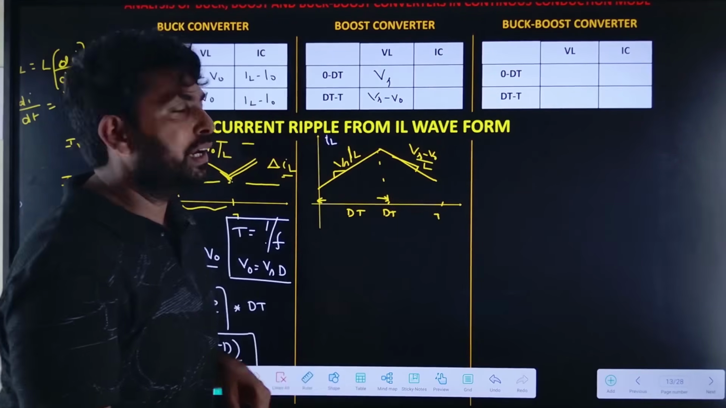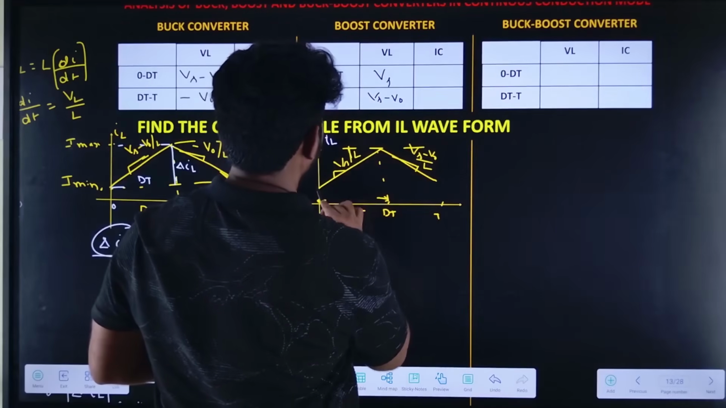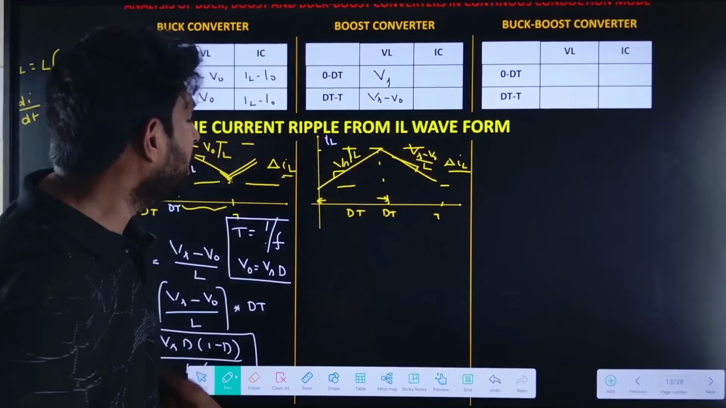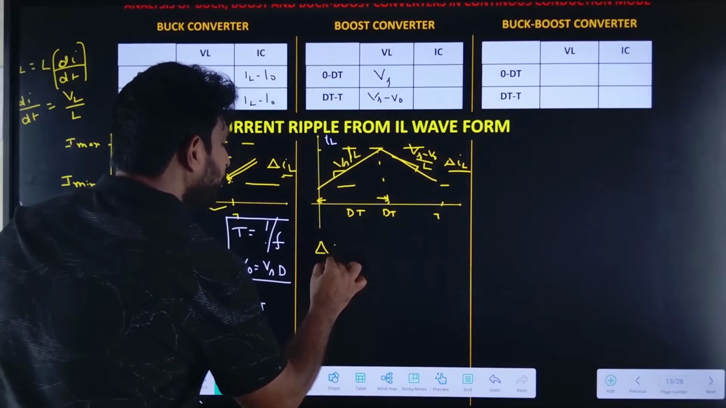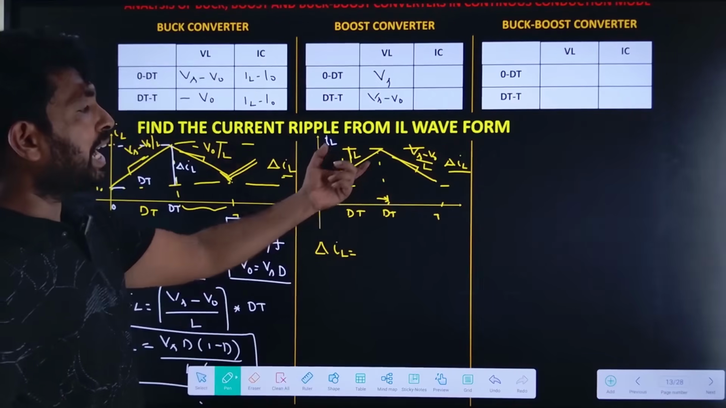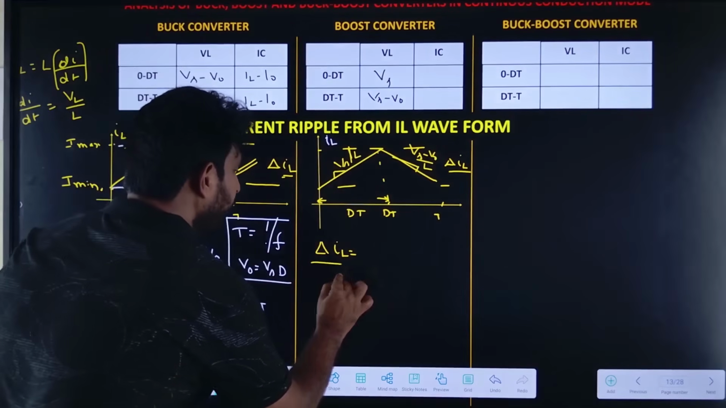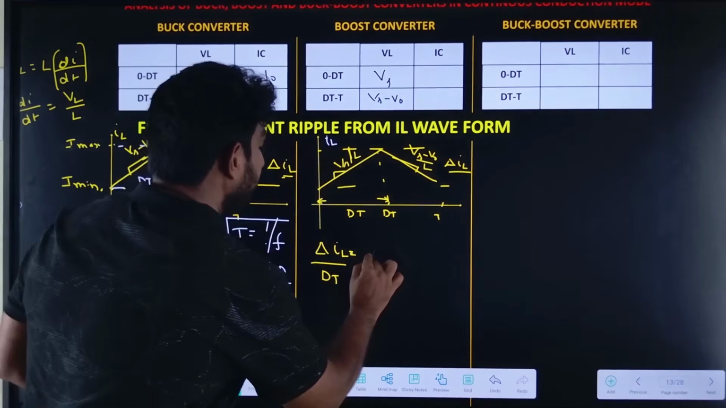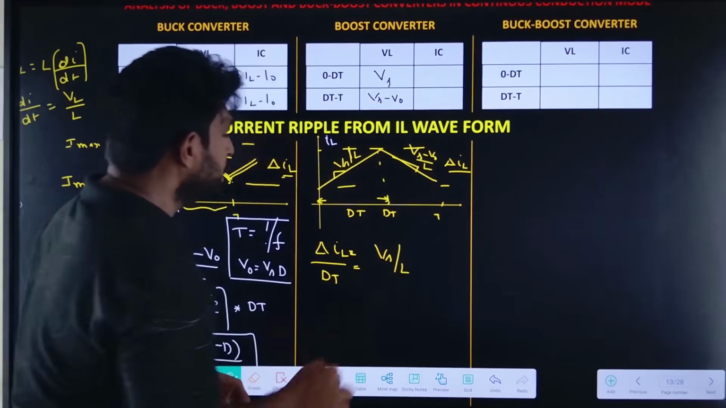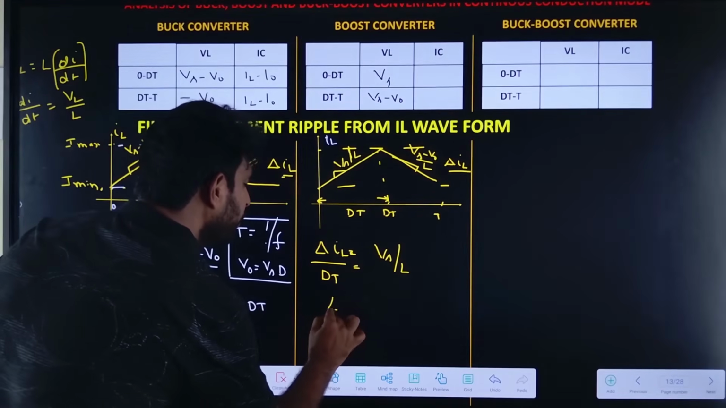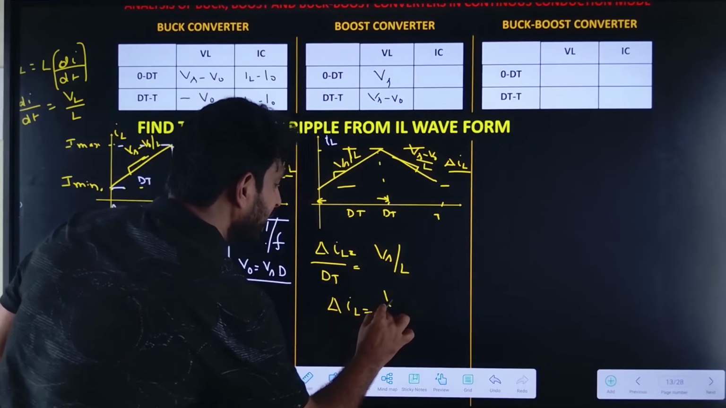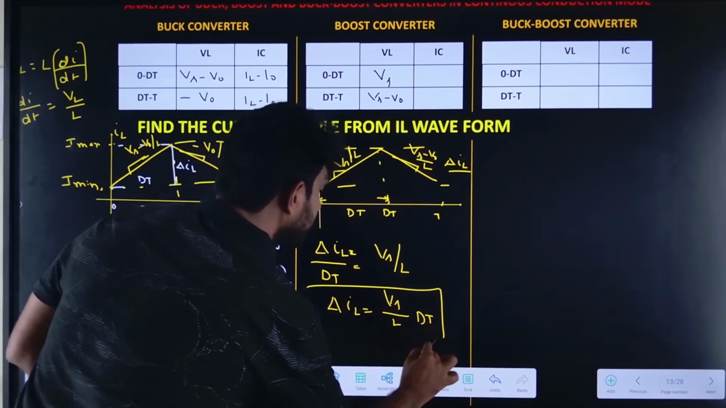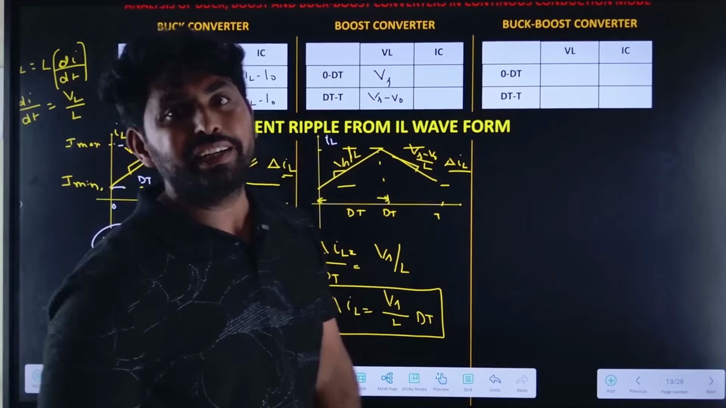What we need to find is delta IL. How can I find the current ripple? Delta IL by dt is the slope, which is given as Vs divided by L. So from this, delta IL equals Vs by L into dt, which is very easy. So we got the delta IL.